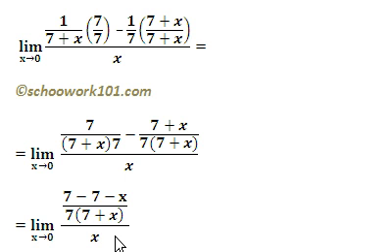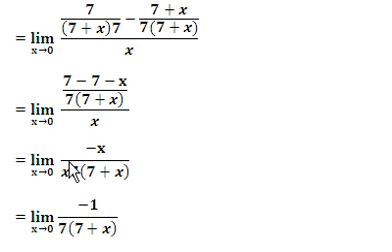Now I need to simplify this down. 7 minus 7 is 0. So we're left with a negative x. Now what I do here is I go ahead and just drop this denominator directly down. So the 7 times the 7 plus x, as you can see here. Now we've got an x in the numerator and x in the denominator. Those will cancel out, and we'll be left with negative 1 over 7 times, in parentheses, 7 plus x.